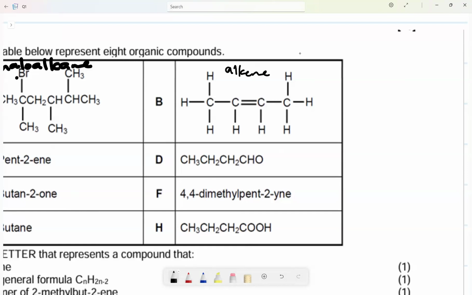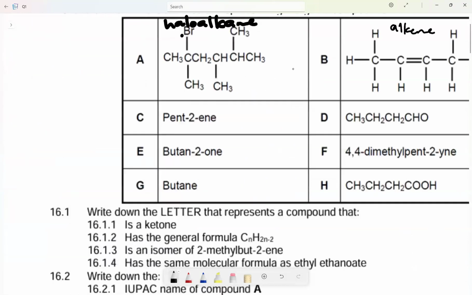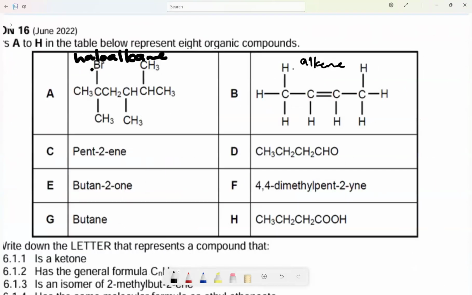I see an alkene because I see a double bond here, right? I see a but-2-ene rather. Then number C, pent-2-ene, okay? This is also an alkene, all right? This one goes with the name of but-2-ene, okay?